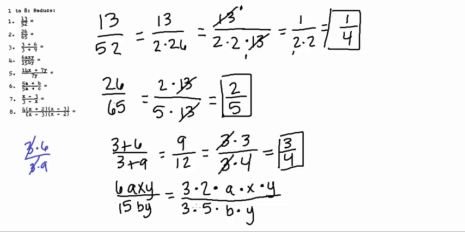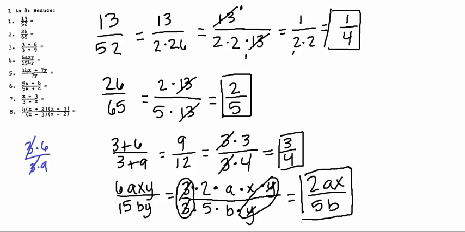So now I see that there are actually two factors in common to both the numerator and the denominator. There's this set here, and there's these y's here. So these can be canceled, and these can be canceled. So now, putting it all together in the numerator, we are going to have 2ax over 5b. And that there is our final answer.